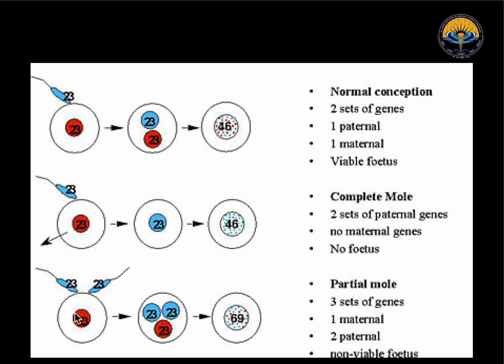What happens there is we have a normal zygote with a normal egg, and it is fused by two sperms, and this will cause a zygote having three sets of chromosomes, and these three sets of genes will have one maternal and two paternal components. So the fetus which is formed here will be non-viable.